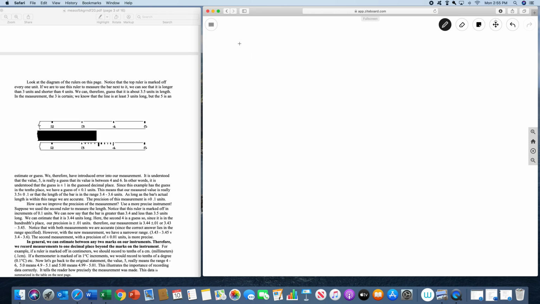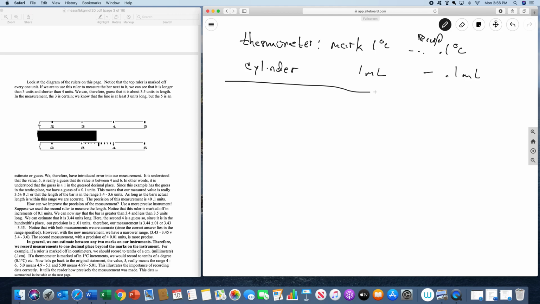But let's back up. If we have a thermometer and the marks are 1 degree C, we would record to 0.1 degrees C. A graduated cylinder, the marks are 1 mL, we would record to 0.1 mL. So you always go one decimal place beyond the marks. And that tells me how precise it was marked.